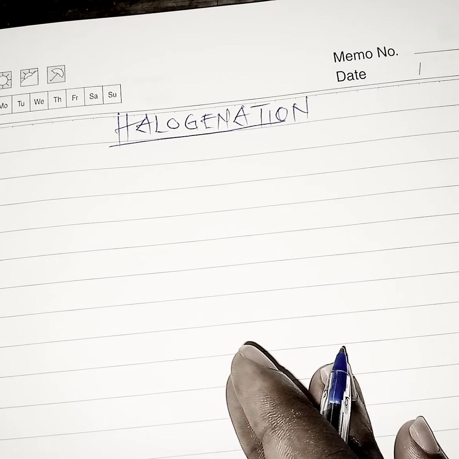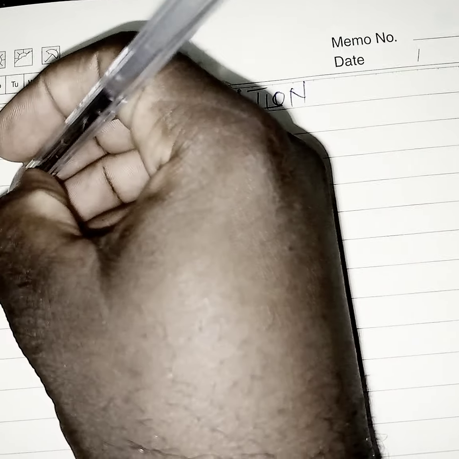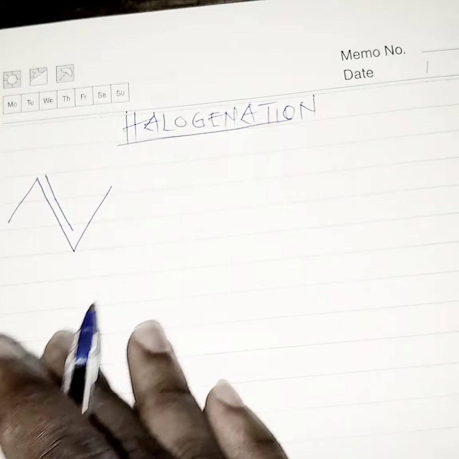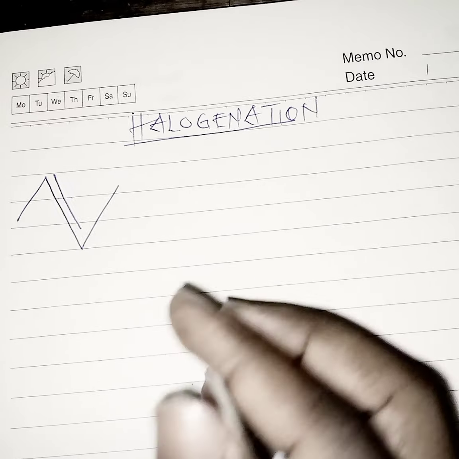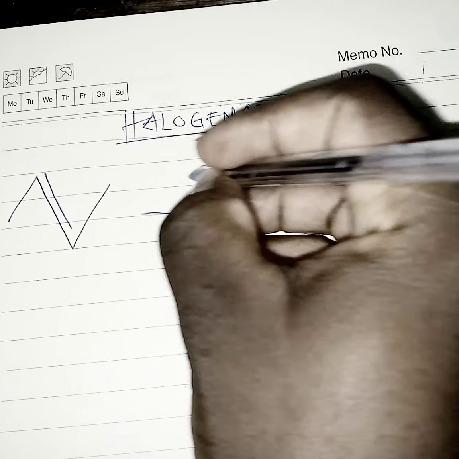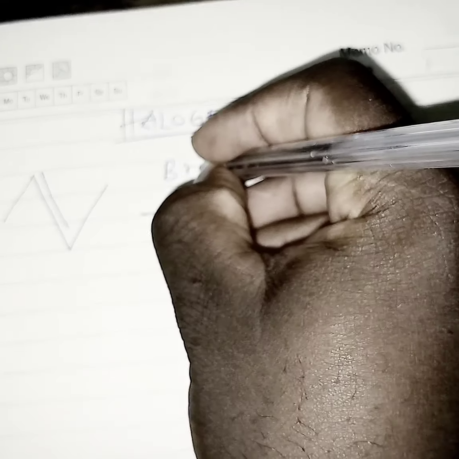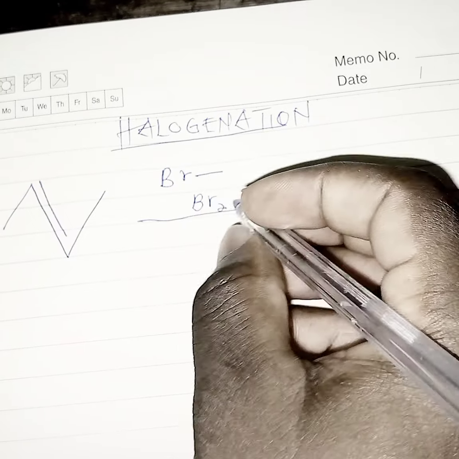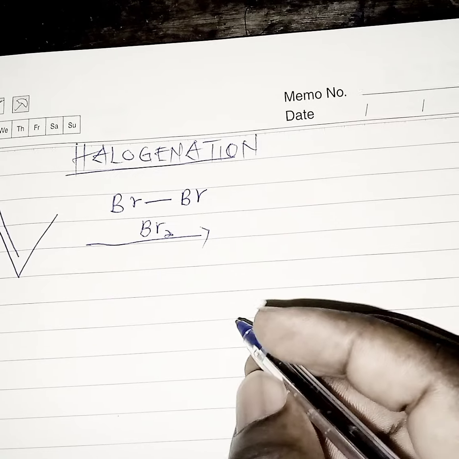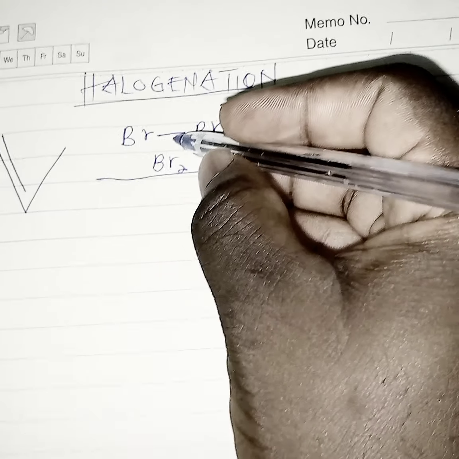So let's take, for example, an alkene, and for that matter, let's take this one with carbons 1 2 3 4. So this is butene. Let's react it with a halogen, which is Br2. The halogen always exists as bromine, as a diatomic molecule. And let's say this one undergoes heterolytic fission.